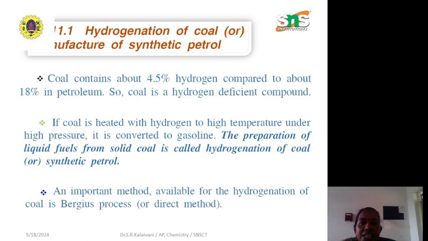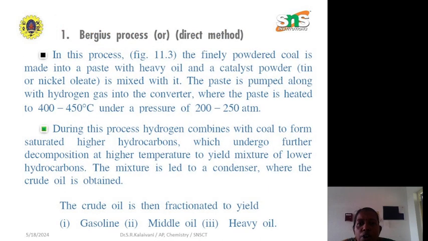An important method is the Bergius process. This is the direct method for the preparation of synthetic petrol. Another one is the indirect method, the Fischer-Tropsch method. This is another method for the preparation of synthetic petrol. First one, Bergius process or direct method.